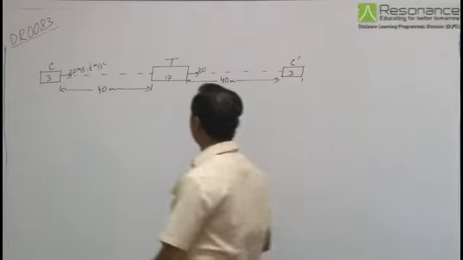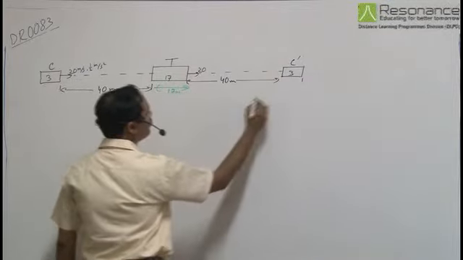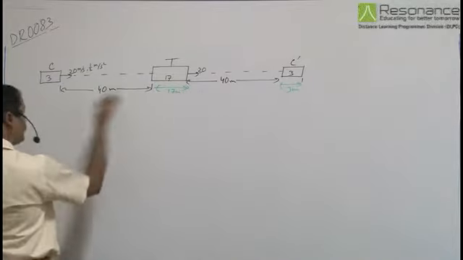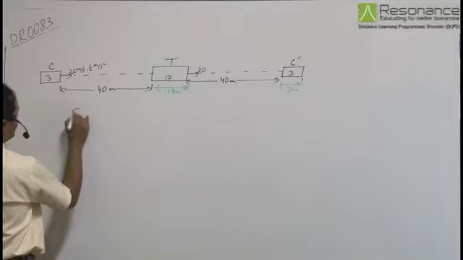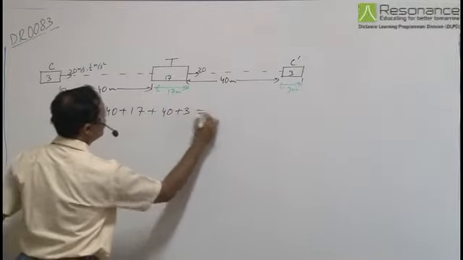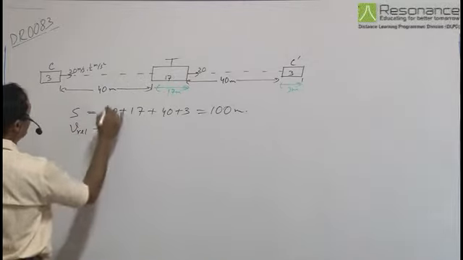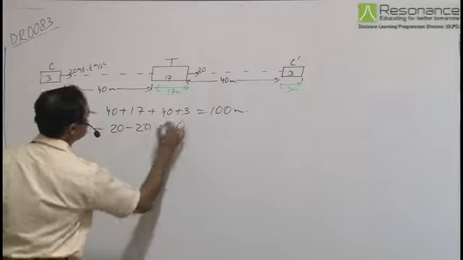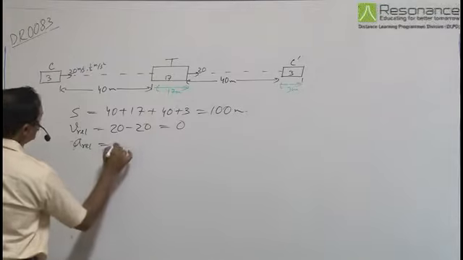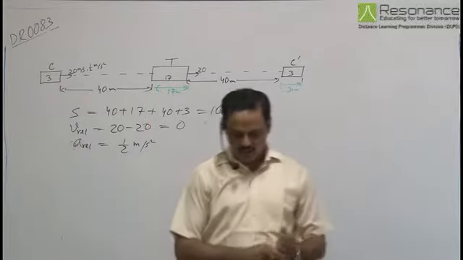So the total distance traveled by the car is 40 meters, 17 meters, 40 meters and 3 meters, that is, the relative displacement of the car with respect to the truck is 40 plus 17 plus 40 plus 3, that is equal to 100 meters. Initial relative speed is 20 minus 20, that is equal to 0, and relative acceleration of the car is equal to half meter per second squared. These are the known quantities.